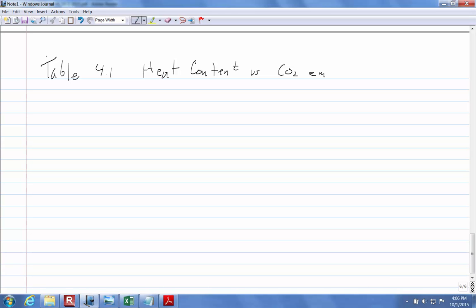The main constituent of natural gas is methane, CH4. Coal is carbon, and the stoichiometric mix on coal, CO2 per coal, is a little over 3.5 units of carbon dioxide per unit of carbon, whereas for natural gas it's more like 2.5, so it's less.